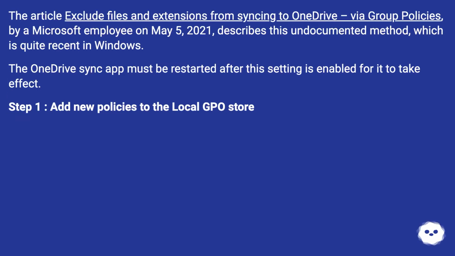The article Exclude Files and Extensions from Syncing to OneDrive via Group Policies, by a Microsoft employee on May 5, 2021, describes this undocumented method, which is quite recent in Windows. The OneDrive Sync app must be restarted after this setting is enabled for it to take effect. Step 1. Add new policies to the local policy store.